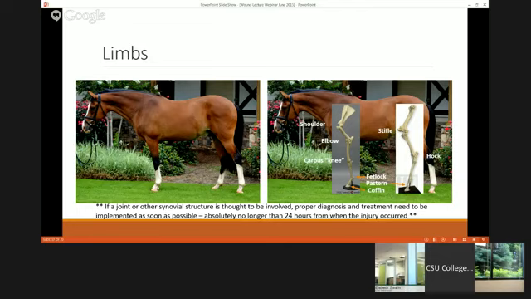The hock's also called the tarsus. You may have heard that term. And then both have the fetlock, pastern joint, and coffin joint as the lower three joints in the horse's leg.